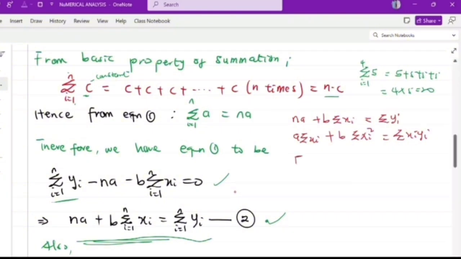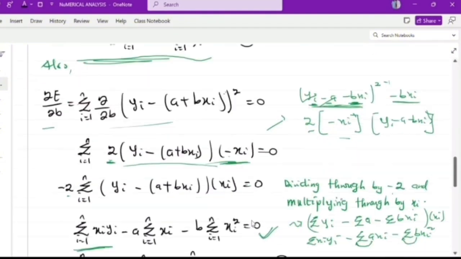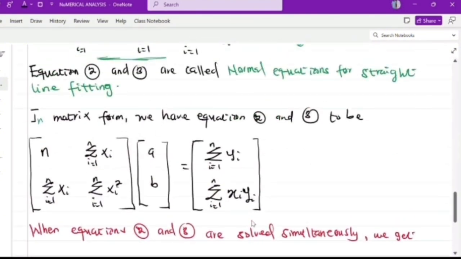So in matrix form, I'm going to get the matrix with n, summation of xi, summation of xi, summation of xi squared, then a b is equal to summation of yi, then summation of xi yi. If I do my multiplication operation here, I'll end up getting this one back. So in matrix form, we are going to get this.